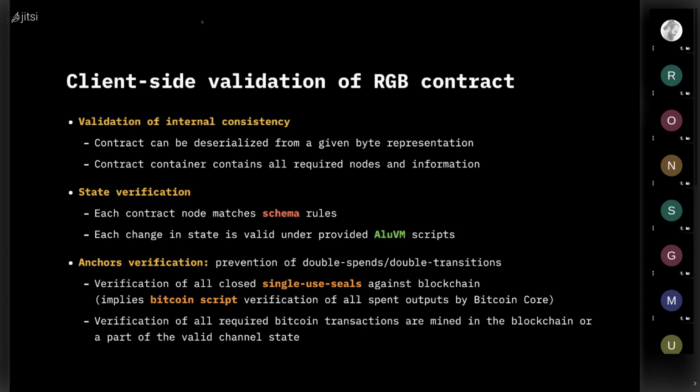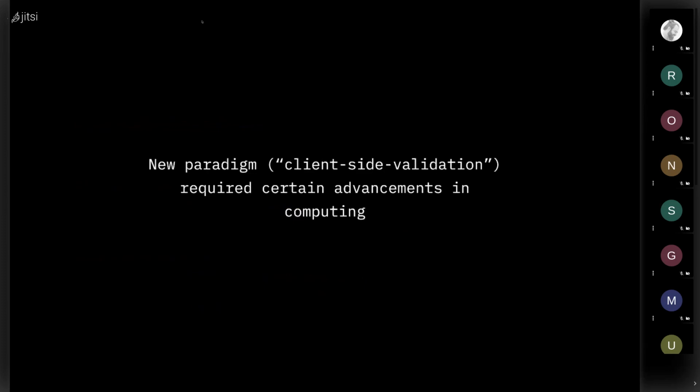So from that, I can move to the final part of this presentation, in which I will try to explain a computer science view of the RGB computational model. And you already see that client-side validation and RGB are very different from what we have seen in the blockchain world and in the Lightning Network world. Basically, we will need to extend the boundaries of what is known in computer science a bit to describe the RGB computing model properly.